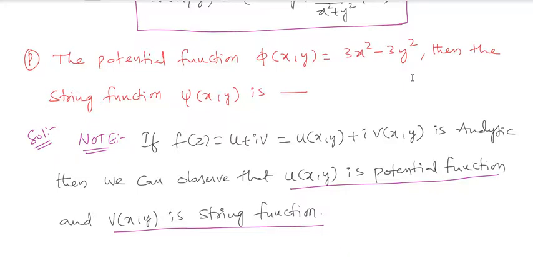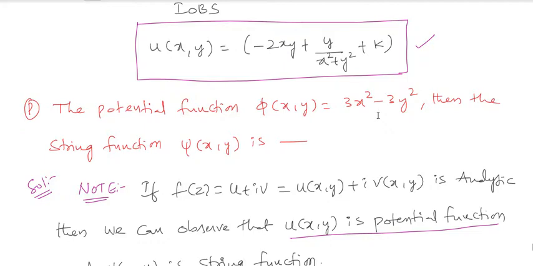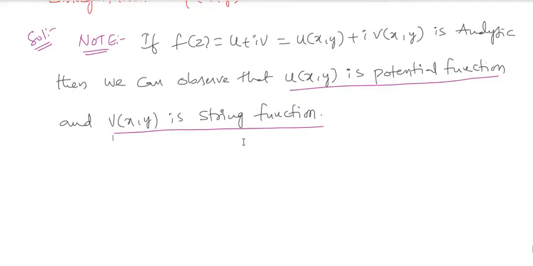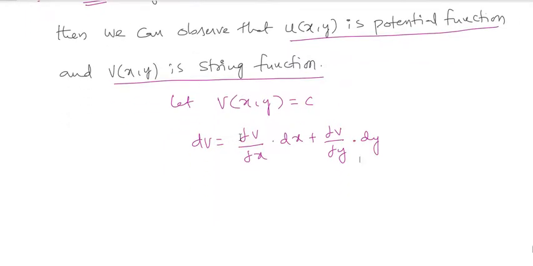Yeah, that's it. So now they have given what? They have given v of x comma y. You need to calculate what? U of x comma y. That's all. So let me take v of x comma y is equal to some constant c. From this, dv is equal to what? ∂v/∂x into dx plus ∂v/∂y into dy. Am I right or not?